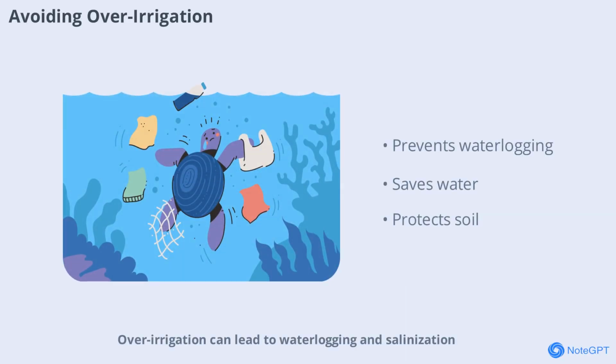Over-irrigation can lead to waterlogging and salinization, which damage soil structure and reduce fertility. Using efficient irrigation methods such as drip or sprinkler systems helps conserve water and protect soil health.